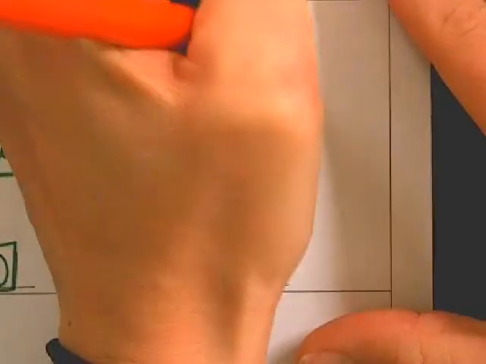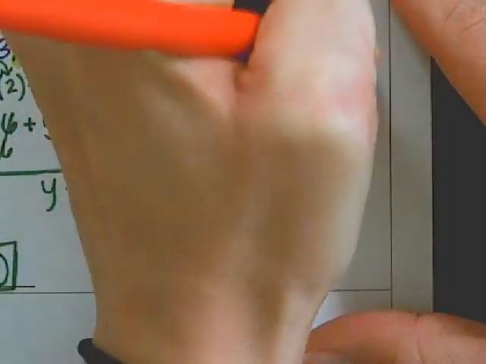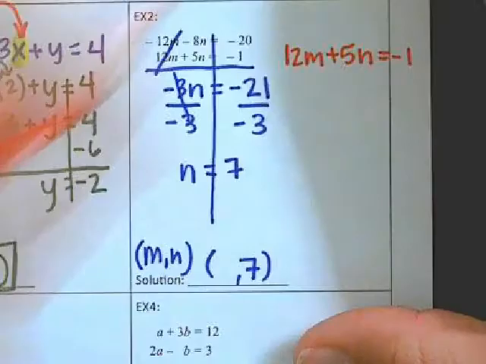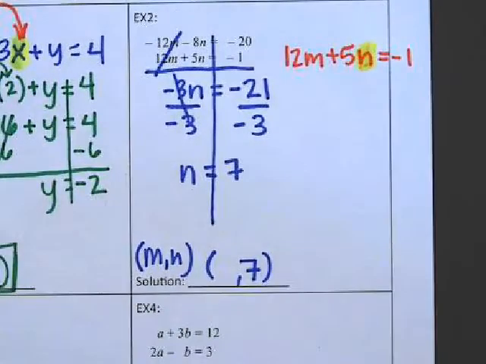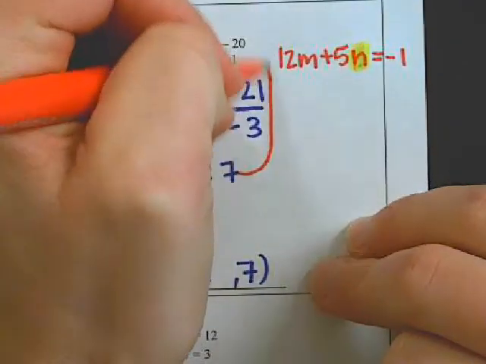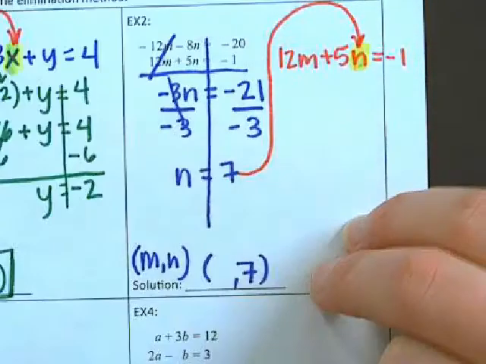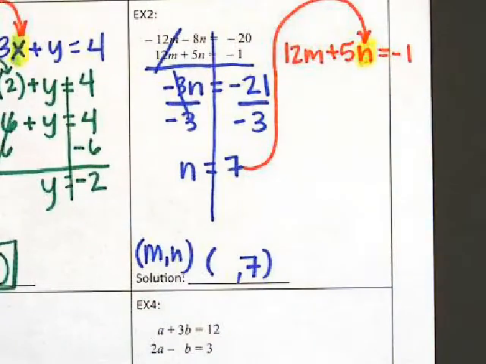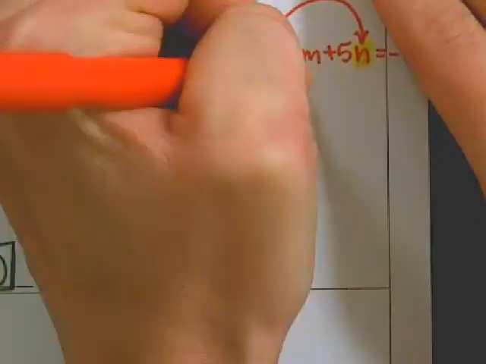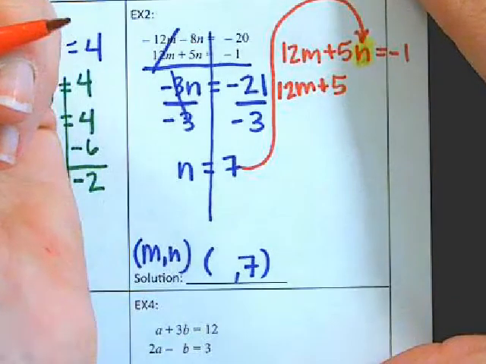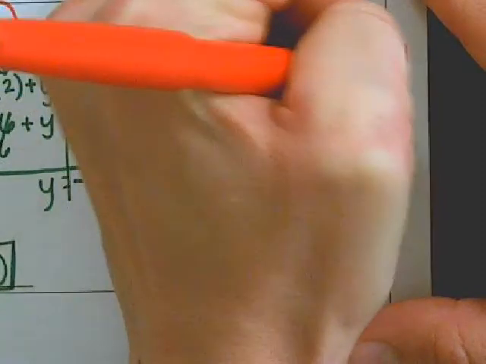12m plus 5n equals negative 1. Okay, which letter do I know, M or N? N. I know the N is 7, so I'm going to highlight N. And I want you to draw an arrow from 7 to the N. And instead of writing N, I'm going to put a 7 with parentheses. 12M plus 5, instead of writing n, I'm going to put 7 equals negative 1.